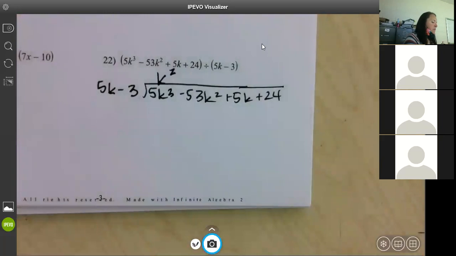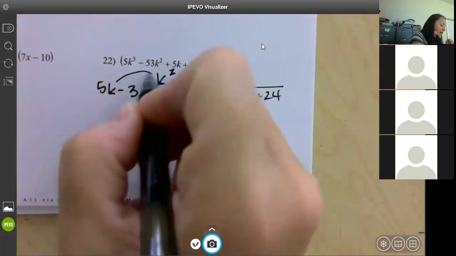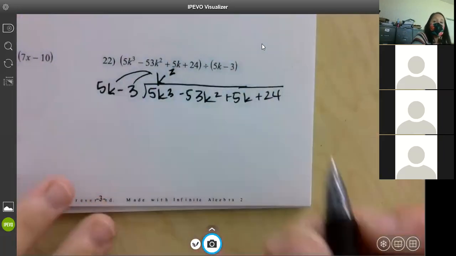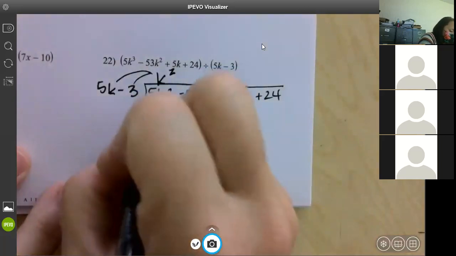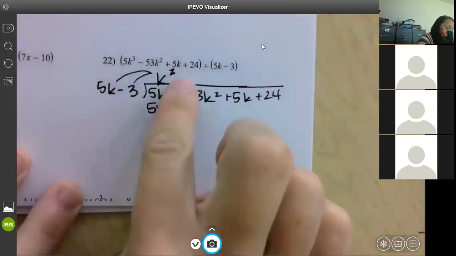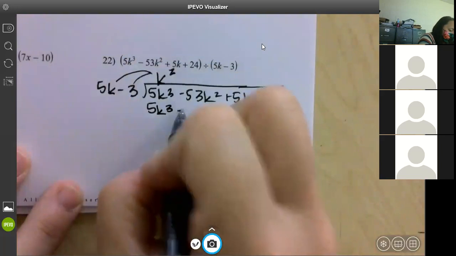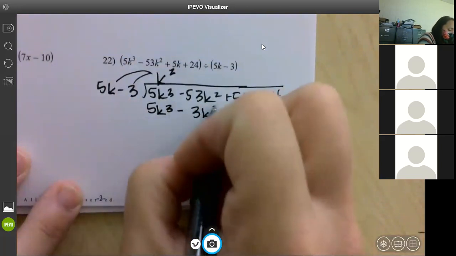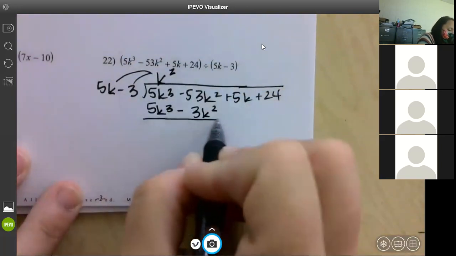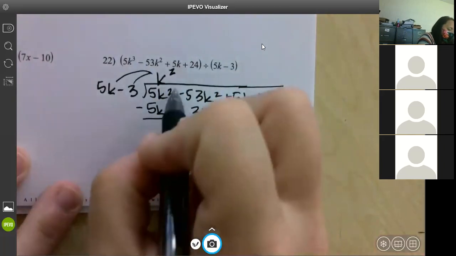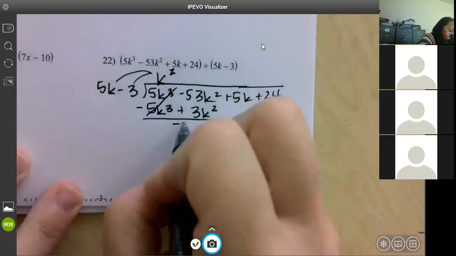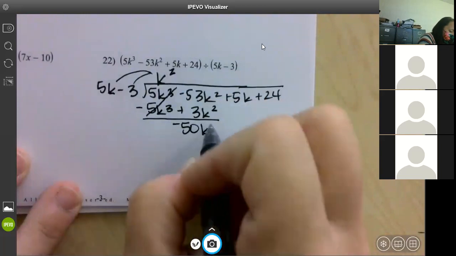Distribute. K squared times 5K is 5K cubed. K squared times -3 is -3K squared. How do I get them to cancel out? Change the signs, and you get -50K squared.